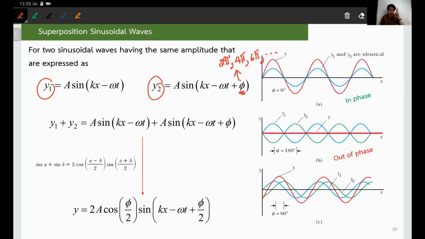Cool. On the other hand, I can do it the other way. If this difference is pi, what do you think will happen? That is your noise canceling headphone. When you shift the wave by half the cycle, that is when you get the displacement going in the opposite direction all the time. Yeah, because you slide it half of the cycle.